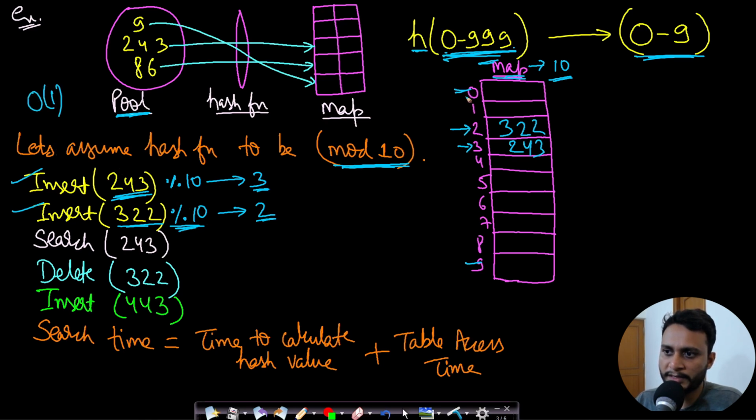And accessing any index of the map is also O(1). Therefore, inserting an element into a hash map is O(1) in this case, right? Now after seeing insertion, let's see how search is working.